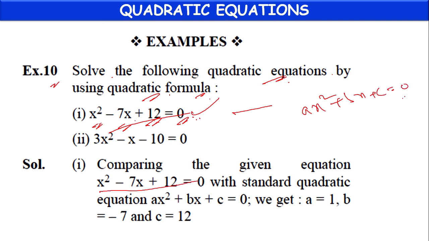If the given equation is compared with the standard quadratic equation, which is ax square plus bx plus c equal to 0, in the place of a, we are having 1 here. A means x square coefficient. Here x square coefficient is 1. B means x coefficient. Here x coefficient is minus 7. C is constant. Here constant is 12. So we are having a equal to 1, b equal to minus 7, c equal to 12.